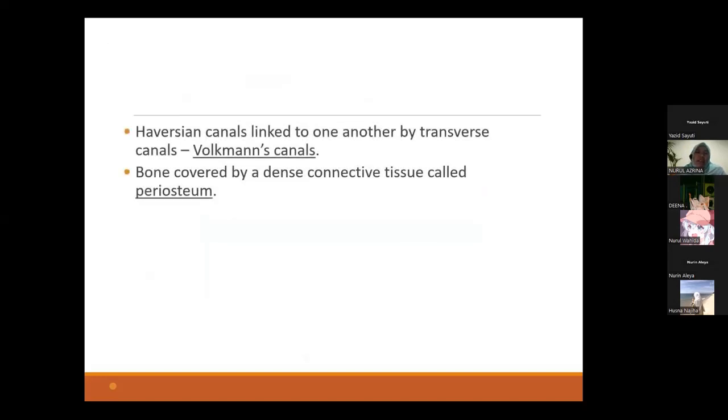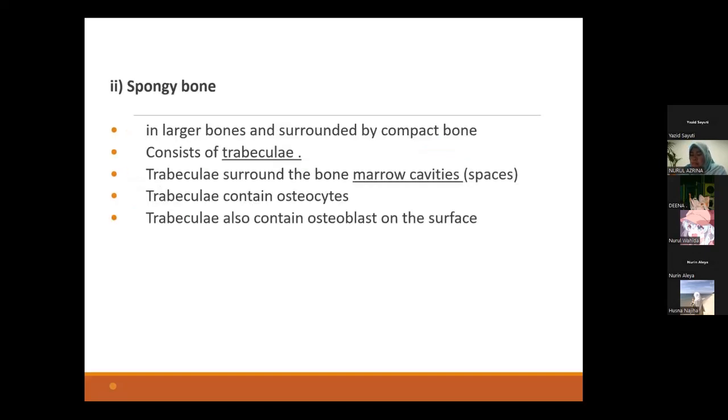Okay, Haversian canals are linked to one another by a transverse canal known as Boxmans Canal. So an apostrophe S must be there. Okay, Boxmans Canal. And the bone is covered by a dense connective tissue known as periosteum. Okay. All right. So that is for the compact bone.